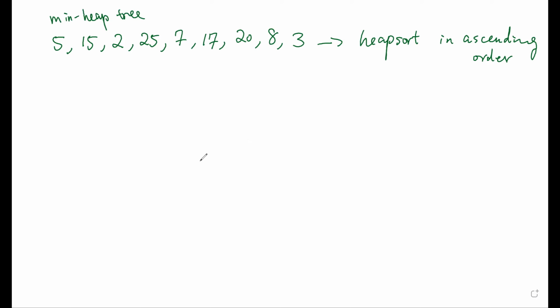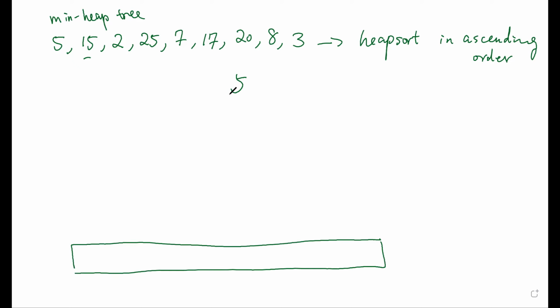So the first is the heap, 5. Shouldn't 2 be at the top of the tree then? 5 is here. Then what? 15, what should I do with 15? You put it on the left, right? Yes, on the left.